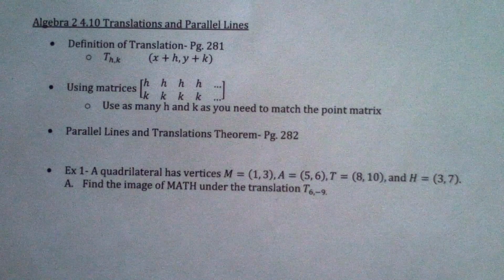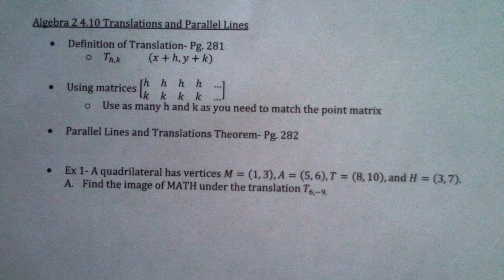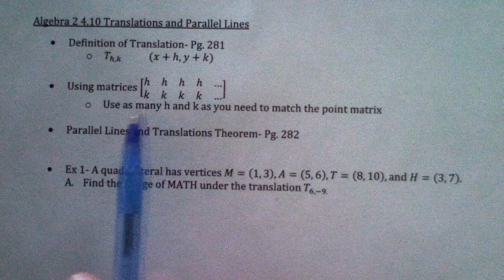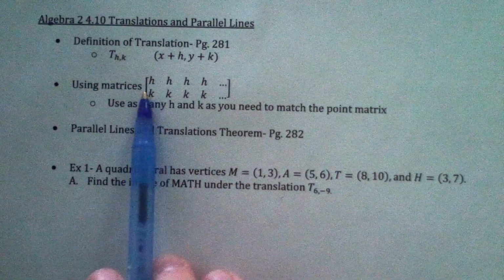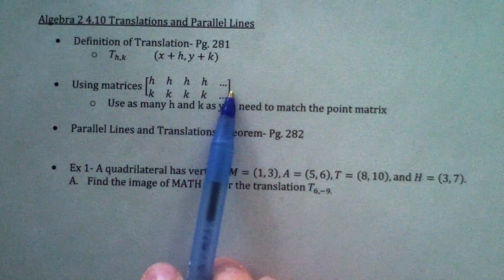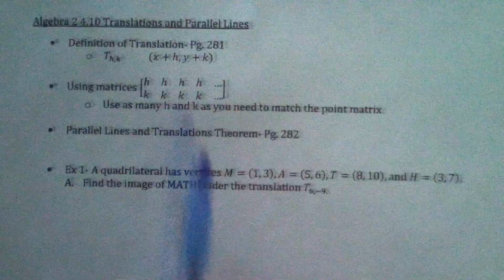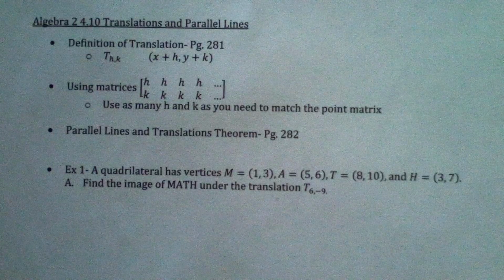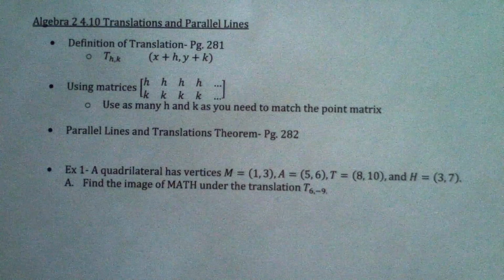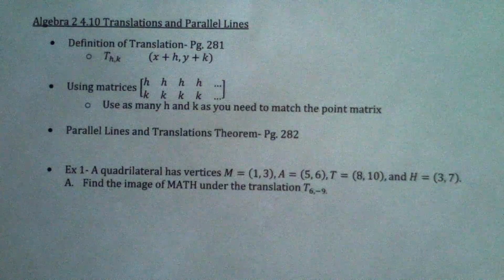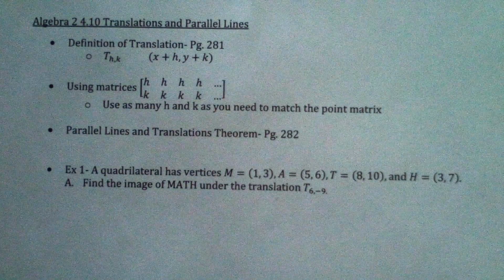Okay, so using matrices to do this, it's set up similar to when we have ordered pairs. Our top row is going to be all h's, and our bottom row is going to be all the k's. So whatever your h number is, you write that for every number on the top. Whatever your k number is, you do that for every single one on the bottom. And then you do it as many times as you need to. If there were 5 points you were doing this to, you would do 5 of each of those. If there were only 2 points, you would do 2 and 2.